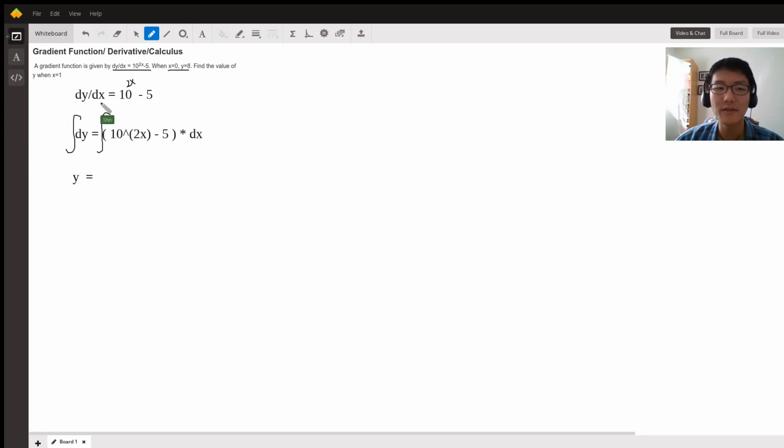Notice that here the derivative, dy/dx in fractional form, is equal to 10 to the power of 2x minus 5. If you multiply by dx on both sides, just like how we do it in algebra, you are essentially left with only a differential dy on one side, and you multiply that dx on the other side. Now, the integral of a differential dy is equal to just y. And now we need to figure out what the integration is here.